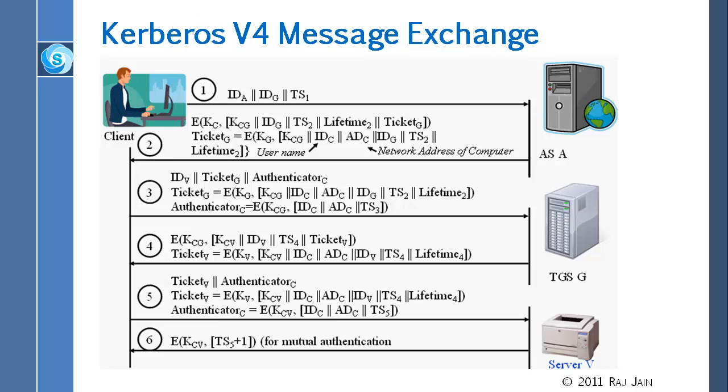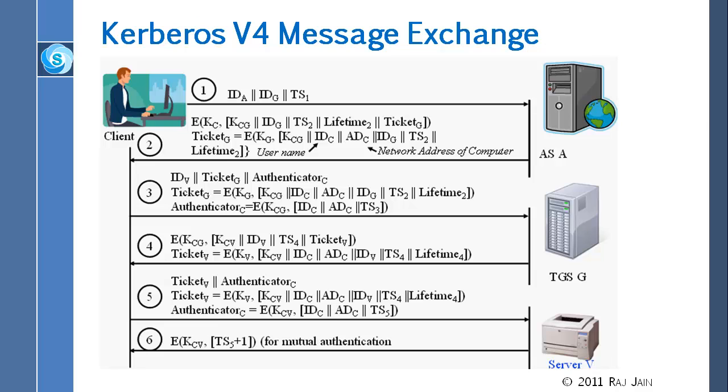so now you see double encryption here. This ticket itself is encrypted. It is encrypted with KG, a secret that G shared with A. Okay? And KCG, this is the same new secret that has been generated for the day. IDC, ID of the client. ADC is the network address of the computer. IDG is the ID of this one, TGS, and TS2 is the time when the ticket was issued and the lifetime of the ticket.